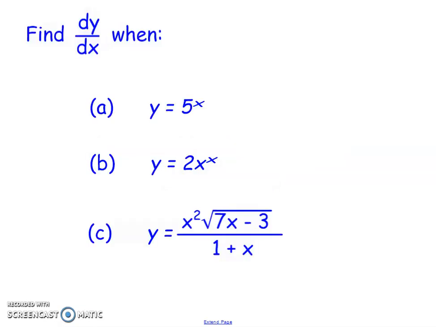3 questions for you, all relating to logarithmic differentiation, all getting progressively harder the next one you do. So pause the video and have a go at these.